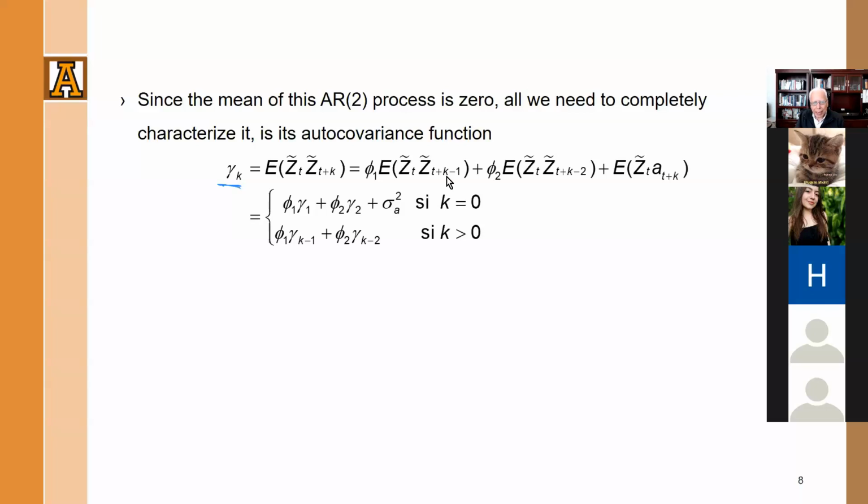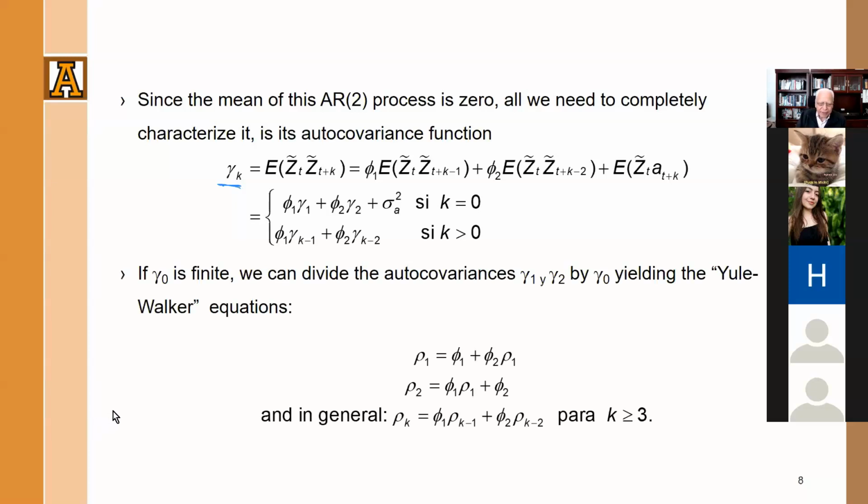If k is equal to 1, you have Z_t and Z_(t+1-1), which is gamma 1, gamma k minus 1. When k is equal to 1, I have Z_t and Z_(t+1-2), which will be gamma sub k minus 2. Okay, those are the autocovariances, and those will be for k greater than 0. These autocovariances. Okay.